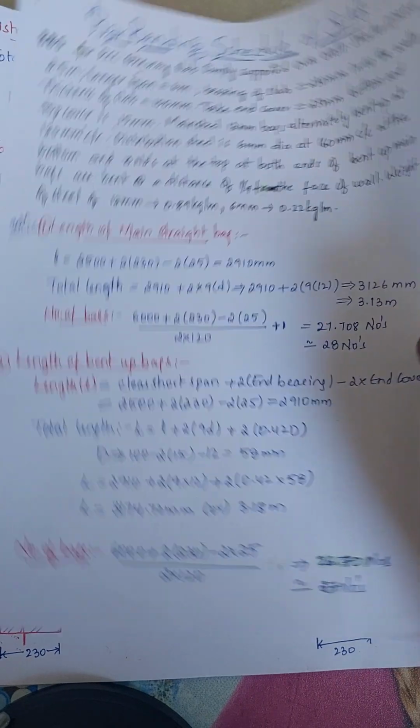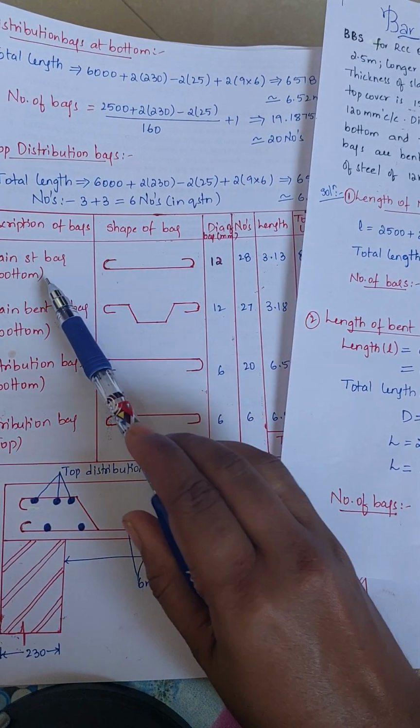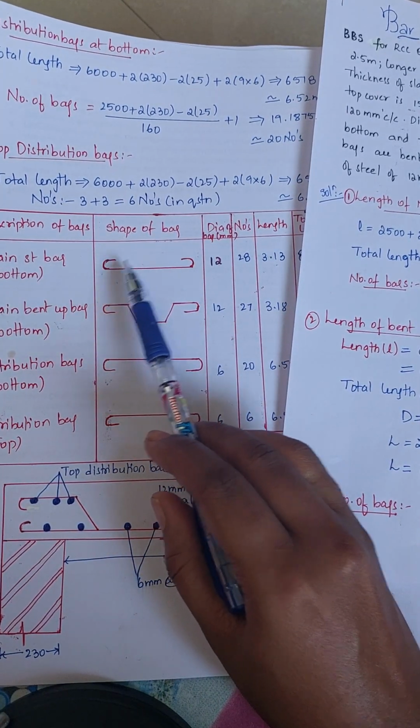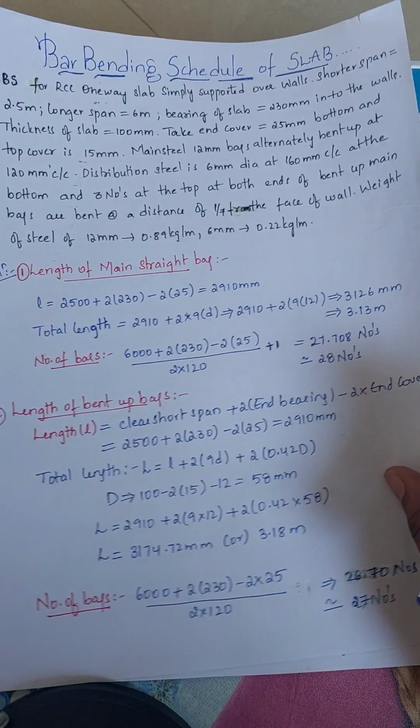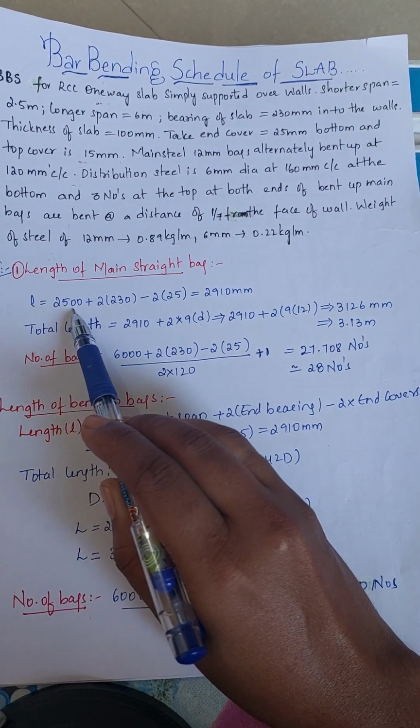Here the main straight bar will be in this way. We are providing this main straight bar at the bottom. There are two hooks, and the hook length will be 9d. Here we will calculate the length. Firstly, we will calculate how much length it would be. So length equals 2500.